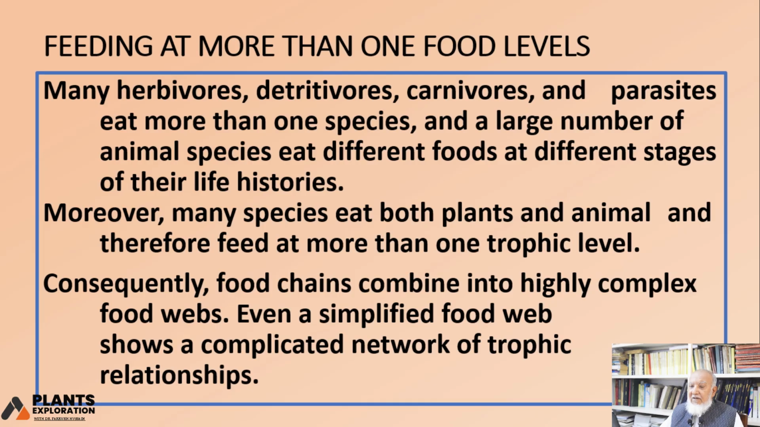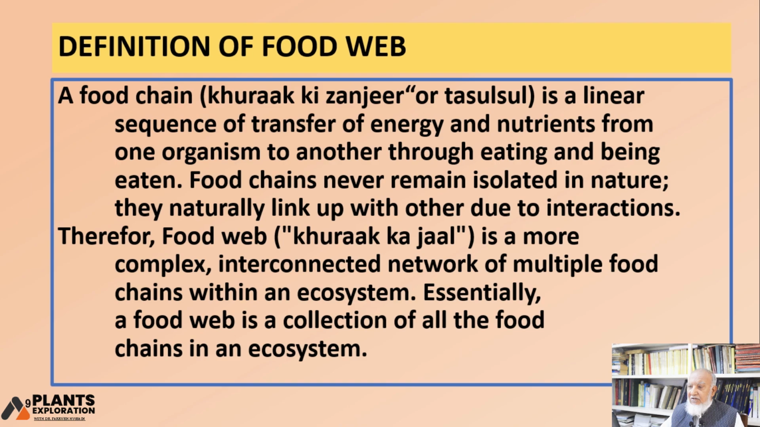Now we are coming here to get a definition. Food chain, खुराक की जंजीर या खुराक का तसलसल, is a linear sequence of transfer of energy and nutrients from one organism to another organism through eating and being eaten. So remember, this is always a process of eating and being eaten. You are eating someone, someone will eat you.